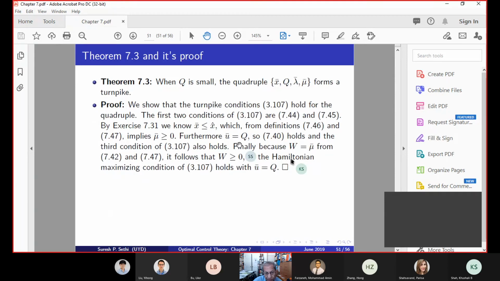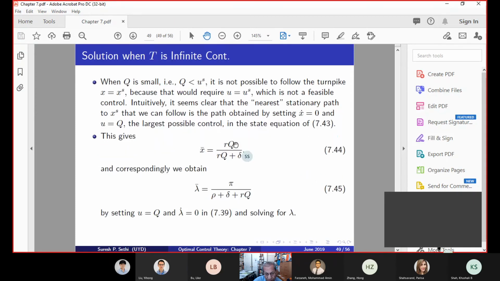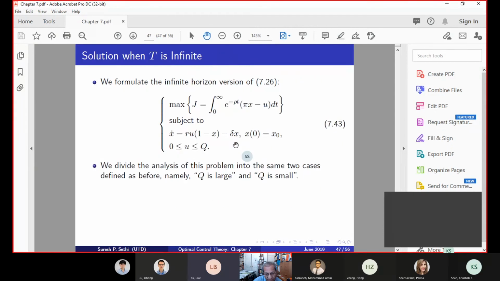Questions? Excuse me, Professor. So what is the equation of T1, which is the switching point of U between 0 and... It's right here.